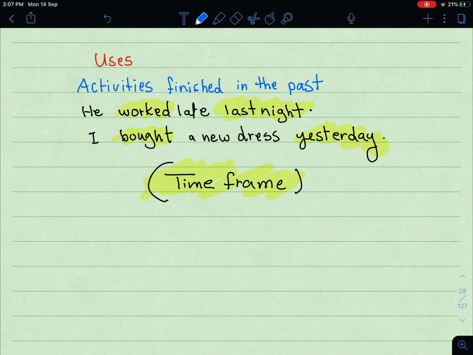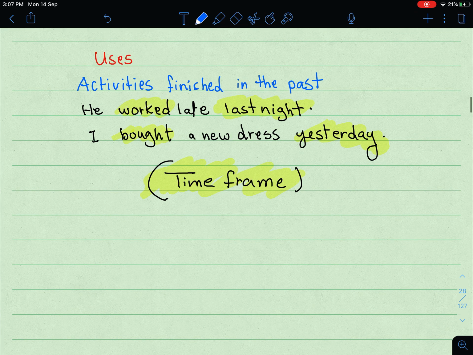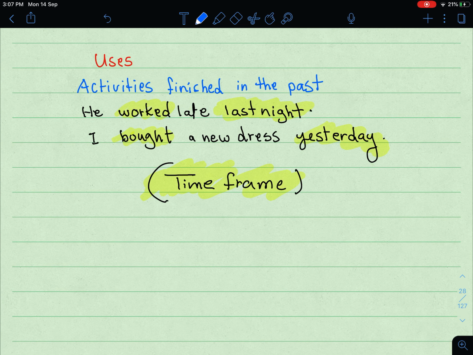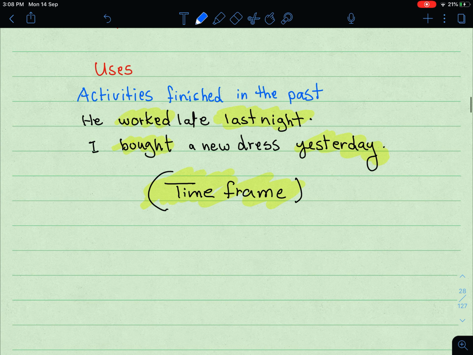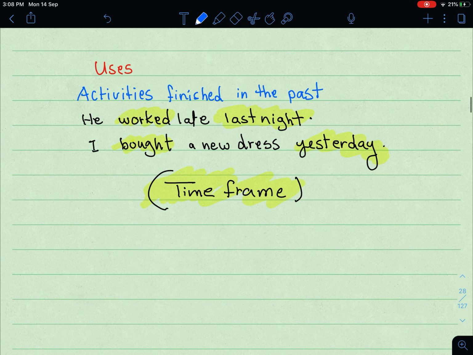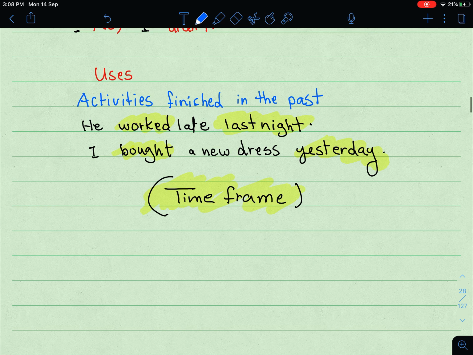Of course, when you talk لما تستخدم it's very important to use the exact tense إن إحنا نستخدم الزمن الصحيح. So usually when you're talking about something that happened and finished in the past شيء حصل وانتهى في الماضي including a time frame في وقت محدد I use the simple past. Activities finished in the past and then there is a time frame. For example, he worked late last night. I bought a new dress yesterday.